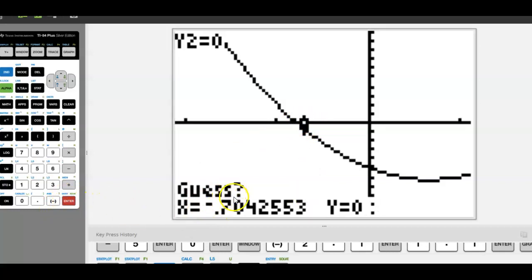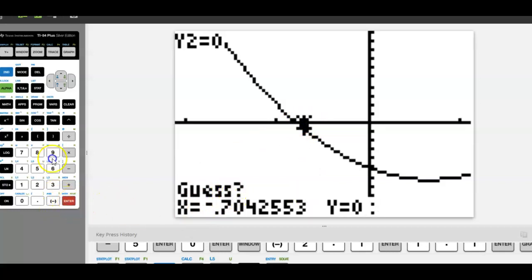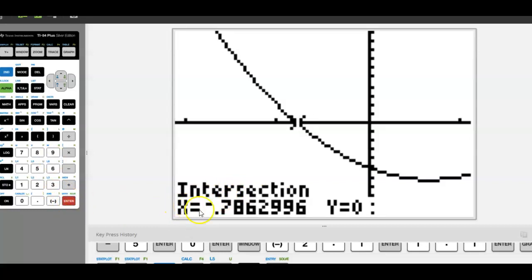Now it says guess. That's not your answer. You have to press enter one more time. And now it tells me the intersection is at negative 0.7863. So that is the number I'm looking for. That's where my derivative was equal to the slope I calculated.